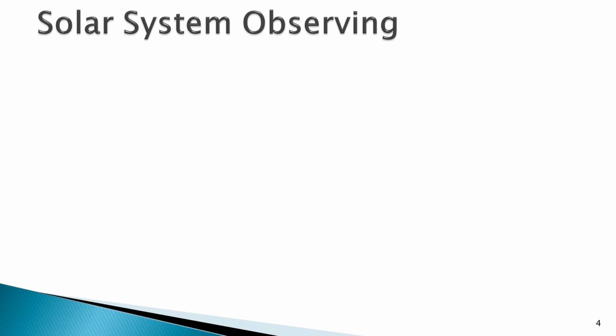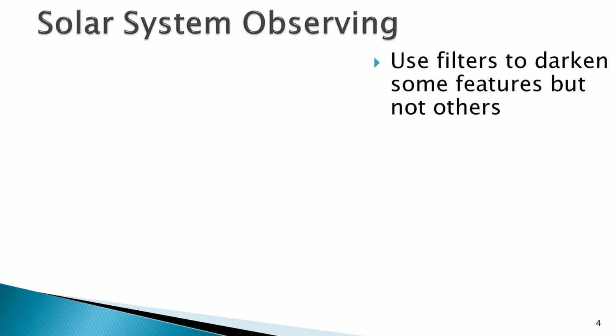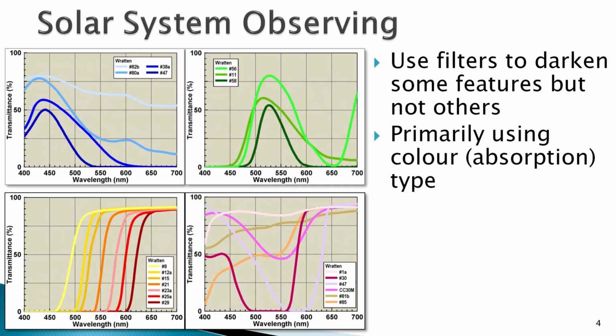Recall that filters are used to darken some features but not others. This is accomplished primarily using absorption-type color filters. The filter spectra plotted here are for the most common color filters that you will find available to amateur astronomers. The color of the lines on the plots is selected to be as close as I could get to the actual filter color.